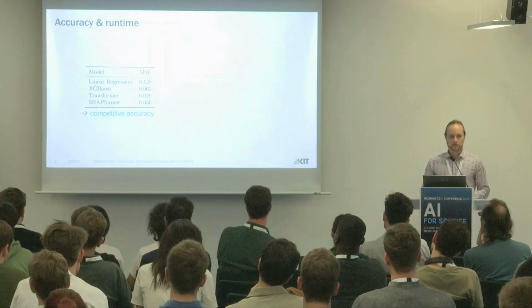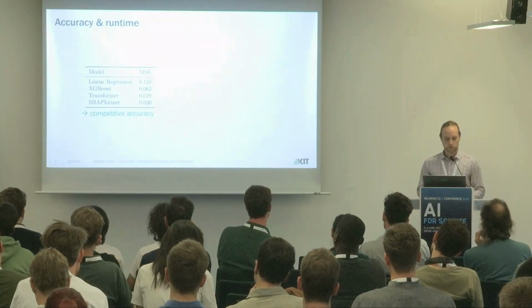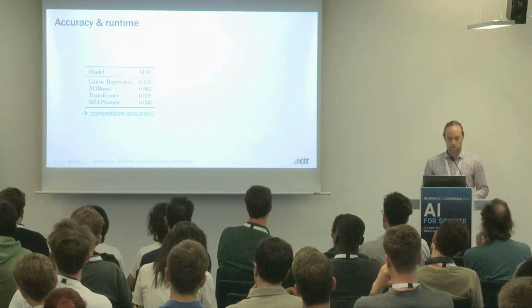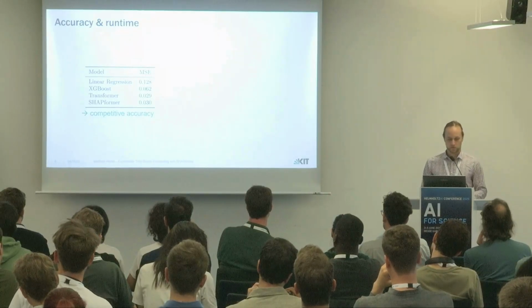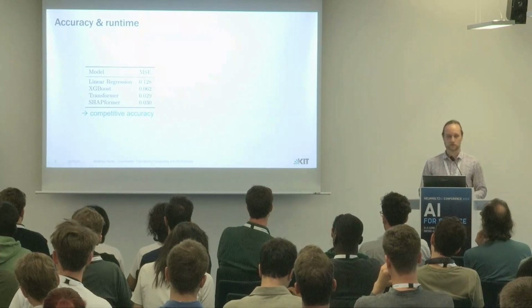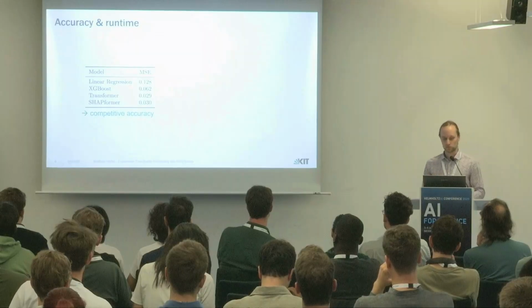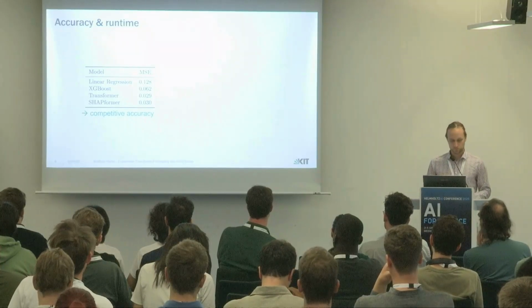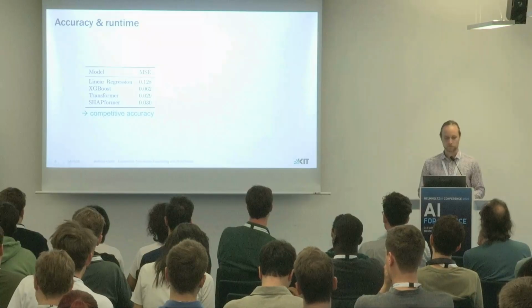We evaluate the model accuracy, so how good is the forecast, and we compare it with linear regression, XGBoost, and a transformer. And we see that SHAPformer gets a similar accuracy, or similar error, as a transformer, which is always trained on the full information, so it's not using masked inputs. And these two models outperform XGBoost and linear regression.